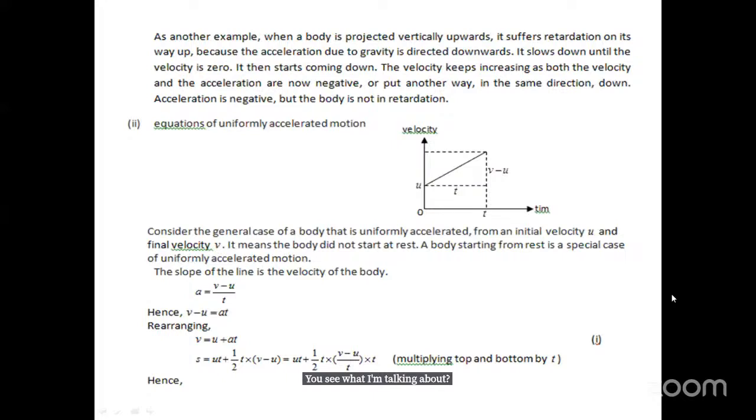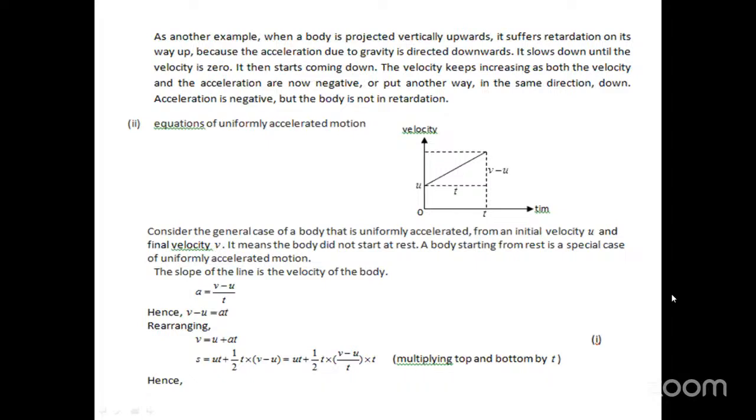Okay, let us look at the equation of motion when the body is going up. What will it be? V equals U minus GT. Minus, right? When it's going up, minus GT. Initially, T is 0, right? Yes, sir. Initially, T is 0, and V is just equal to U, right?